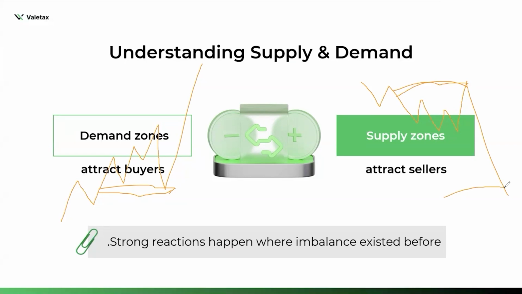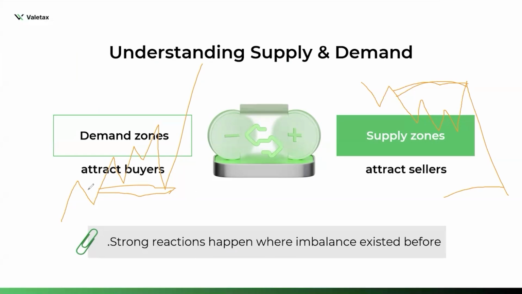So strong reactions happen where imbalance existed before. The supply level was probably an area of imbalance before. So price rushed into that level to find the higher time frame, or the overall area of imbalance, in the current direction of the trend. Okay, when we finally get into the chart box in level 2, we will be able to understand all of this on the charts better.